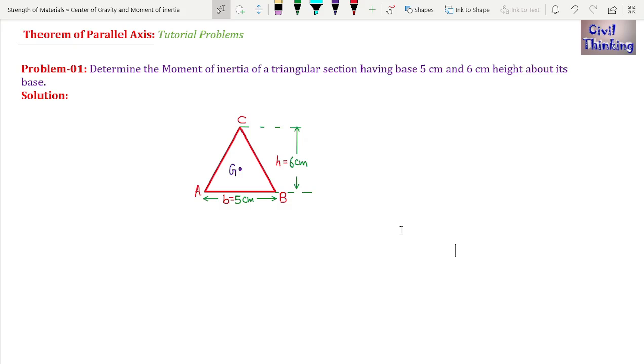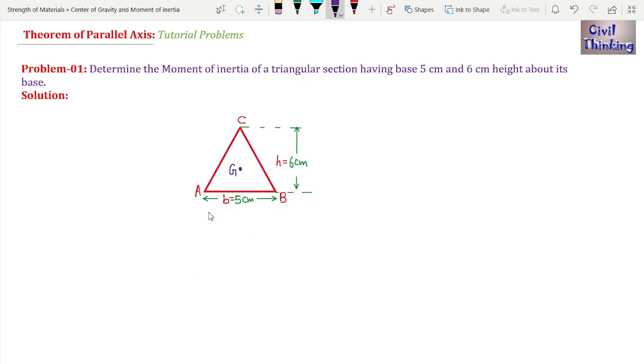So the problem is on your screen. Determine the moment of inertia of a triangular section having base 5 centimeter and 6 centimeter height about its base. So we have to find the moment of inertia of this triangle about its base.